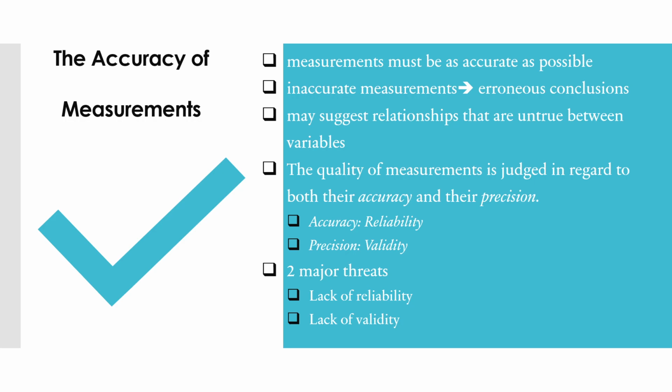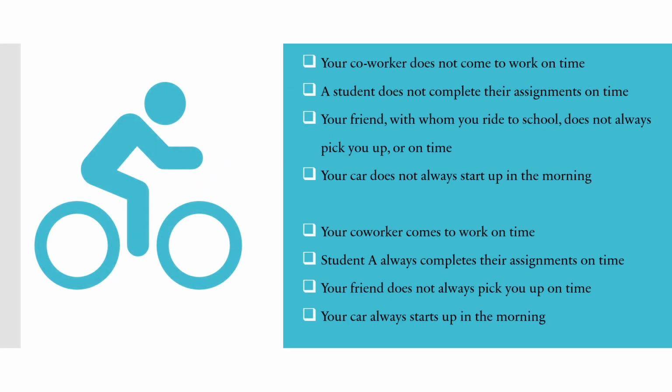We talked about accuracy, so reliability and precision, which is measured by validity. I don't think we talked about the threats to validity and reliability, but examples of reliability. So if your coworker comes to work on time or does not come to work on time, then you know they are not reliable.